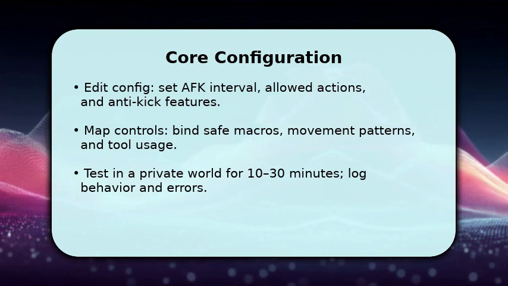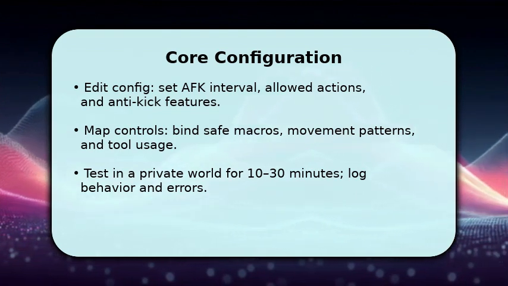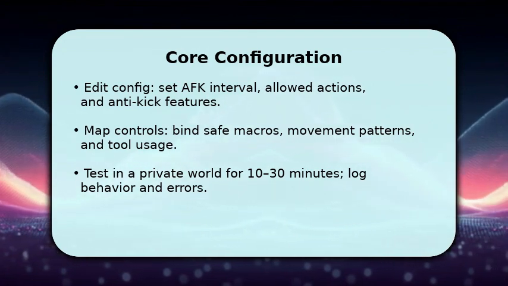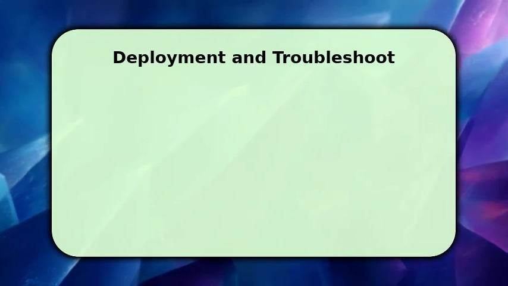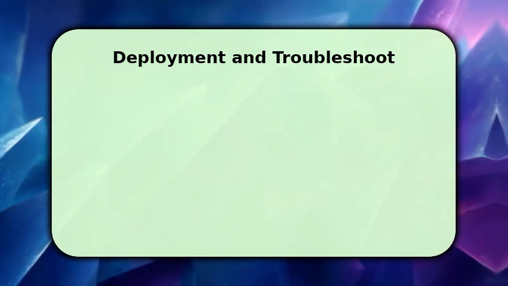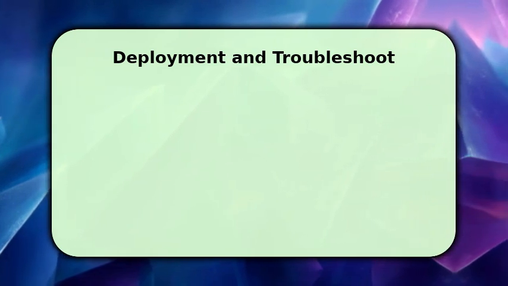Then test in a private world for 10 to 30 minutes. Watch logs and iterate on timings so the behavior looks natural and stable. You deploy the configured client to Donut SMP during low-traffic windows so you can spot issues without affecting others. Once connected, monitor server messages and client logs for authentication failures, anti-cheat flags, or timing spikes.